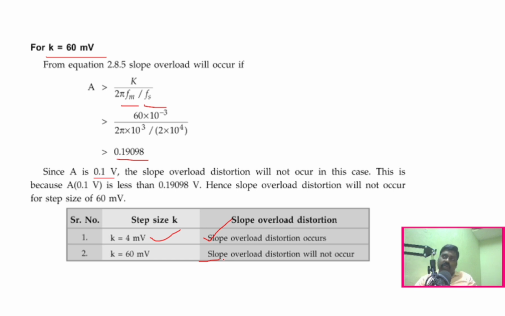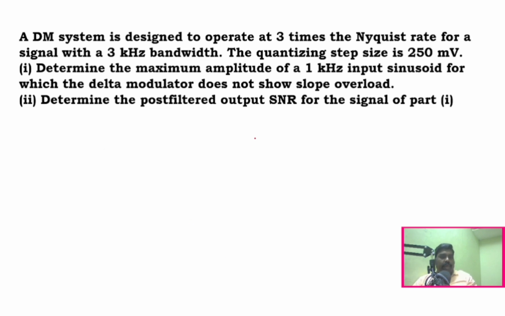All you're going to do is use this formula, Δ/(2π fm Ts). Instead of Δ, they have given the K value directly. And now we'll see another important problem, which can be asked as an 8-mark or even 10-mark question. A DM system is designed to operate at 3 times the Nyquist rate for a signal with 3 kHz bandwidth. The quantizing step size is 250 millivolts. Determine the maximum amplitude of a 1 kHz input sinusoid for which the delta modulator does not have slope overload error, and we also have to calculate the post SNR. It's a very simple question, but you need a few steps, so be careful.